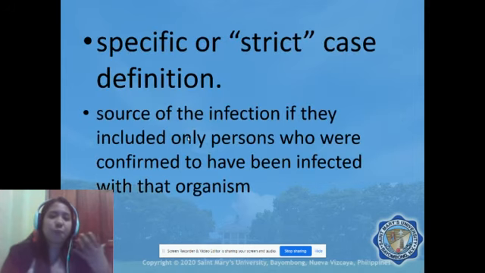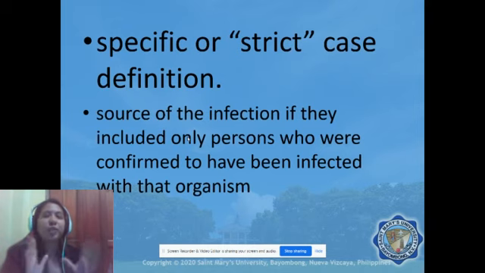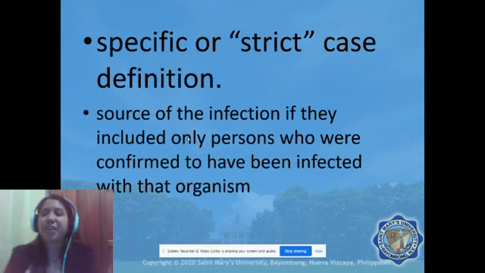While for a specific or strict case definition, usually if we are already talking about an outbreak or even a pandemic, they have to come up with a very strict or specific definition wherein they just need, for example, to describe the source of the infections, and of course they only need to include those who were confirmed to have been infected with that organism.